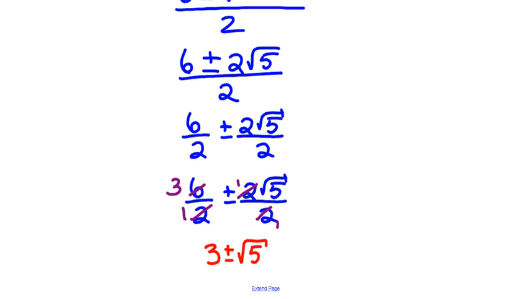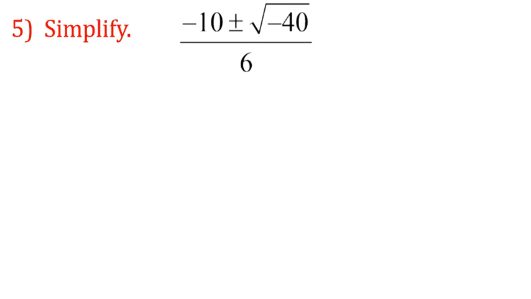Let's try one more. Here we have negative 10 plus or minus the square root of negative 40 divided by 6. How can we simplify? Well, your eye should go to that radical first. And we know that whenever we see it being negative, we want to rewrite it as a positive times the square root of negative 1. So we're going to rewrite this as the square root of 40 times the square root of negative 1.